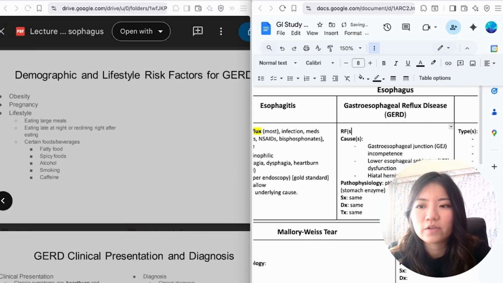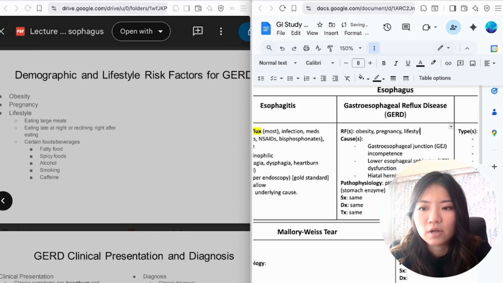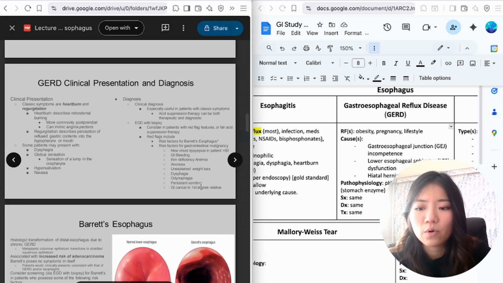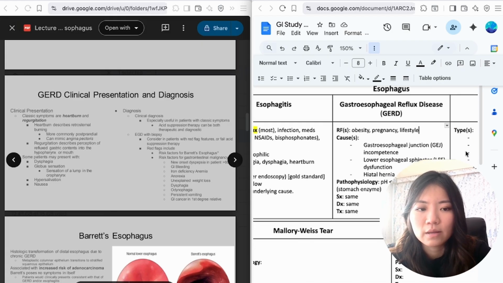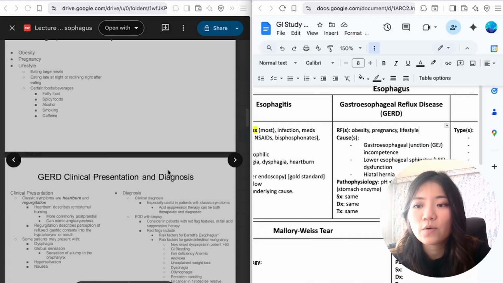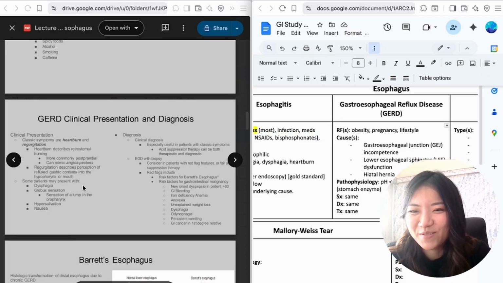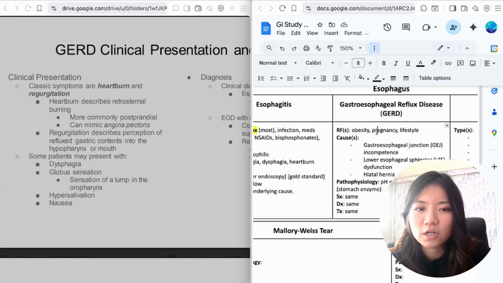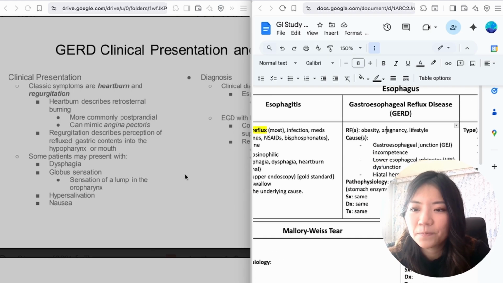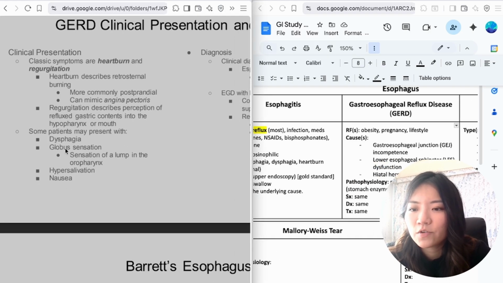So let's say like risk factors, and we could just write all these down. Lifestyle. Okay, so we're already about a third of the way through, and that's all the space we use. So it's very efficient is what I'm trying to say. GERD, yeah, symptoms again, heartburn, regurg. We said same as here. Again, retrosternal.